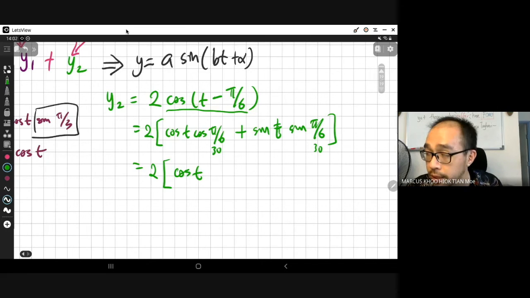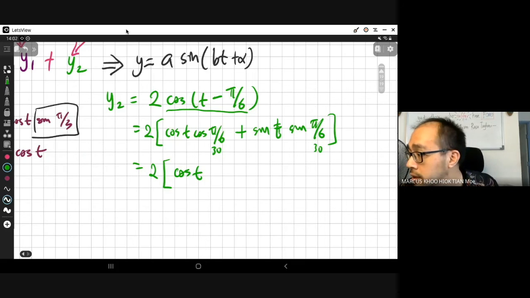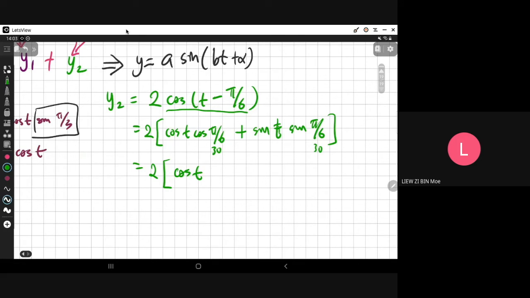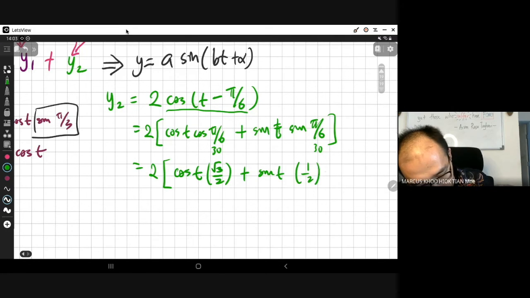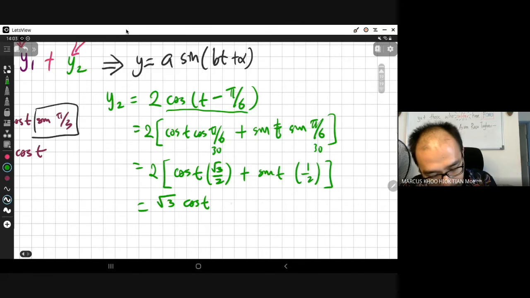surd form. Cos 30 and sin 30. Cos 30 is square root 3 over 2. Sin 30 is 1 over 2. All right, thank you. So everything multiplied by 2, you're going to get square root 3 cos t plus sin t.